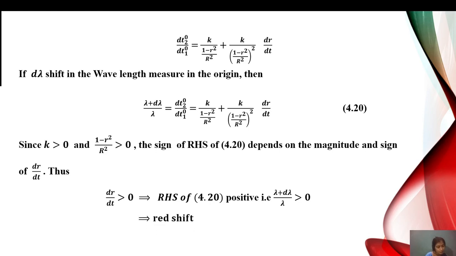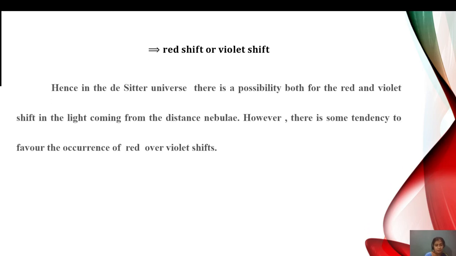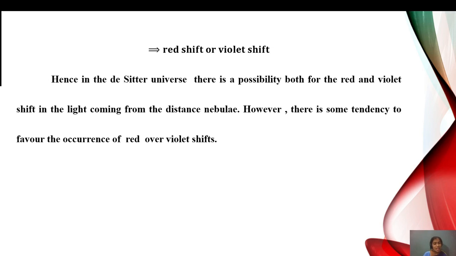Then redshift is formed. If dr upon dt is less than 0, then two conditions are formed: lambda plus d lambda upon lambda greater than 0, or lambda plus d lambda upon lambda less than 0. With both conditions, a red or a violet shift is formed. Hence in the de Sitter universe there is a possibility of both red and violet shift in the light coming from distant nebulae. However, there is some tendency to favor the occurrence of a red shift. This is what is given for the Doppler shift.